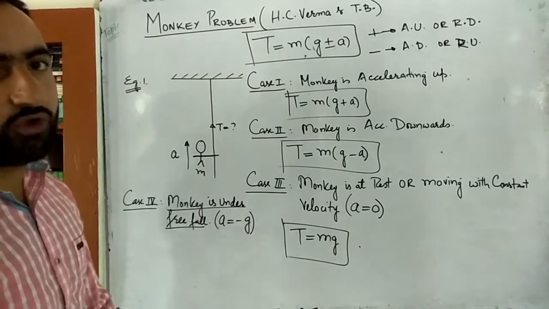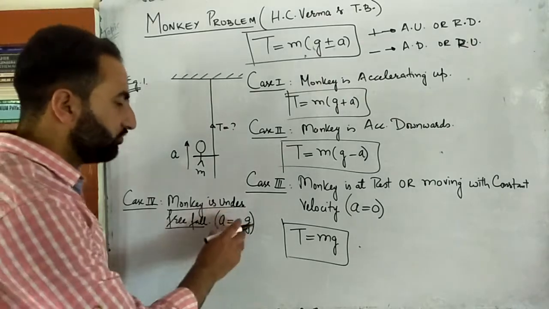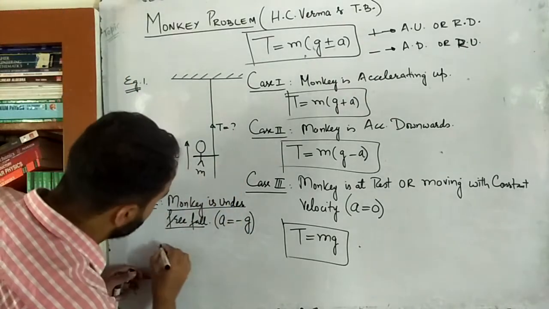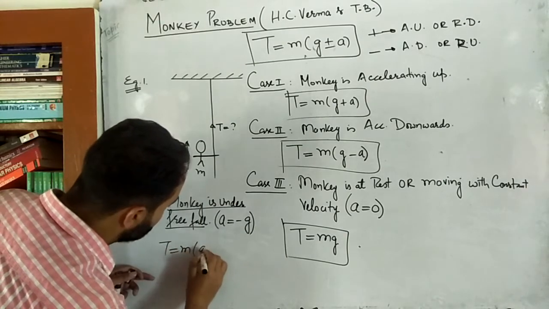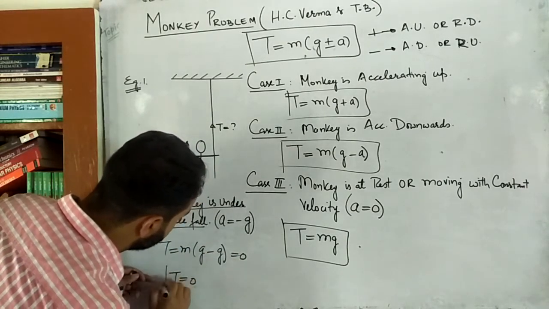That means in this case, monkey under free fall implies that a is equal to minus g. Negative sign because it's going downwards, and since it's in free fall it has only one acceleration, and that is g, acceleration due to gravity. So in such a situation, T will be equal to m multiplied by g minus g, so that's simply equal to 0. So tension in the string will be equal to 0.